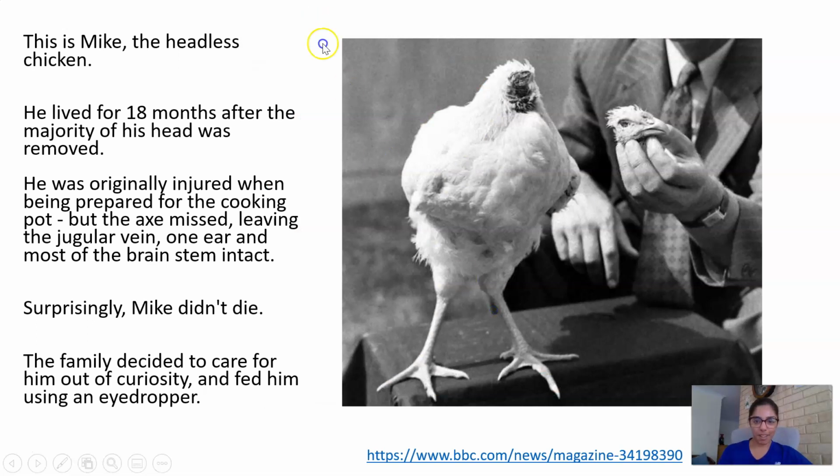So this is Mike. Mike was a very famous headless chicken, and he lived for 18 months. So great article to have a read at, and hopefully by the end of this lesson you'll be able to determine why this is relevant and how Mike was able to live for so long without a head.